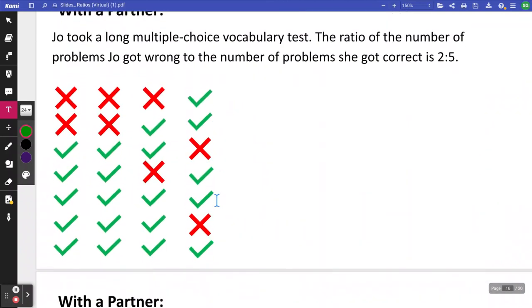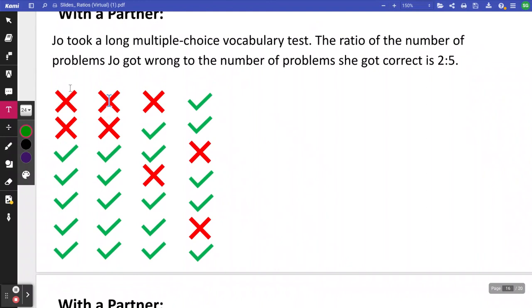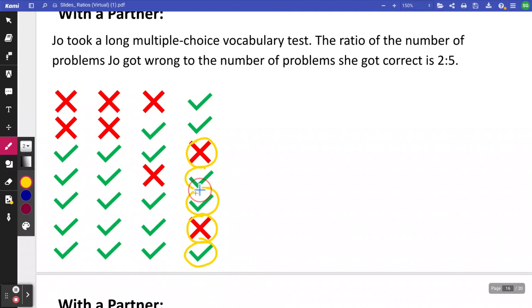So maybe it looks something like this. She misses 2, gets 5 correct. Misses 2, gets 5 correct. This next row here, she's missed 2 and gets 5 correct. It just means if I see she's missed 2, I should be able to match that up with 5 correct answers. That's what this sentence right here about the ratio of questions on the test means. For every 2 questions she gets wrong, there should be 1, 2, 3, 4, 5 she gets correct.